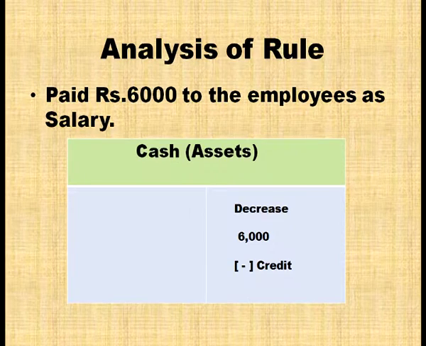And cash being an asset, it is decreased, so it is credited. So, in this transaction, two affected accounts are salary and cash. Salary debit and cash credit.